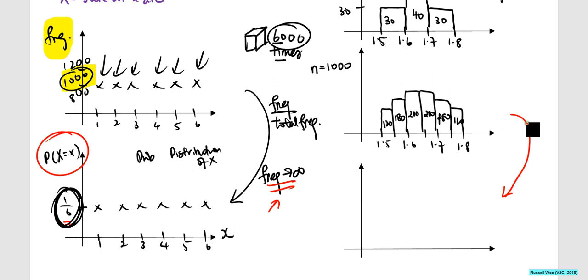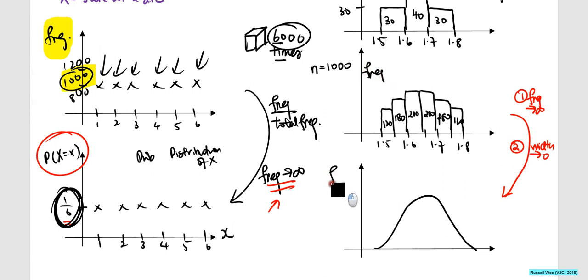So now we're going to do two things. First, I let frequency tend to infinity. I sample infinitely enough. Second, I let the width tend to 0. Then, theoretically speaking, we are able to construct a smooth curve. And the third thing I'm going to do is divide by the total frequency. This is no longer a frequency. I will take the frequency and divide by something such that the total area is 1.